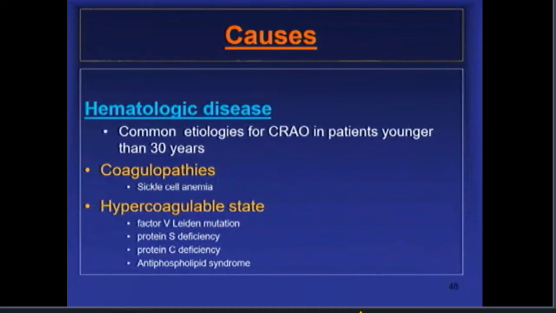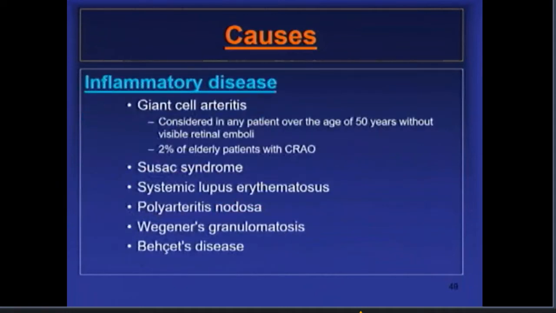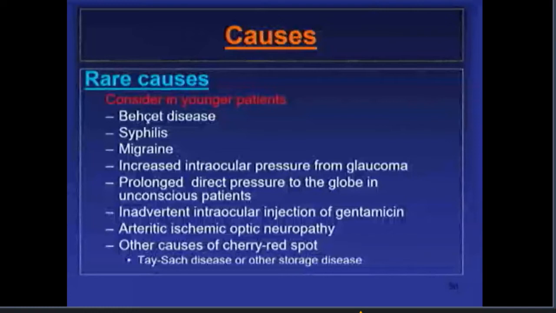Hematological disease is usually common in patients younger than 30, and among them we have coagulopathies, sickle cell, and hypercoagulopathies, usually the hereditary causes of hypercoagulation like factor V Leiden mutation, protein S deficiency, protein C deficiency, and antiphospholipid antibodies. Inflammatory causes: we have giant cell arteritis, Susac syndrome, lupus erythematosus, polyarteritis nodosa, Wegener's, and Behçet disease to be considered in this type of patients.